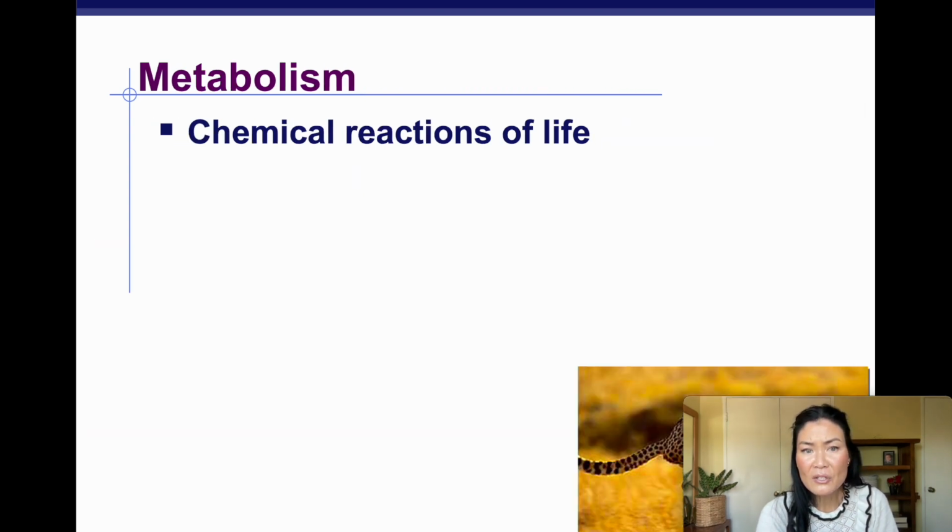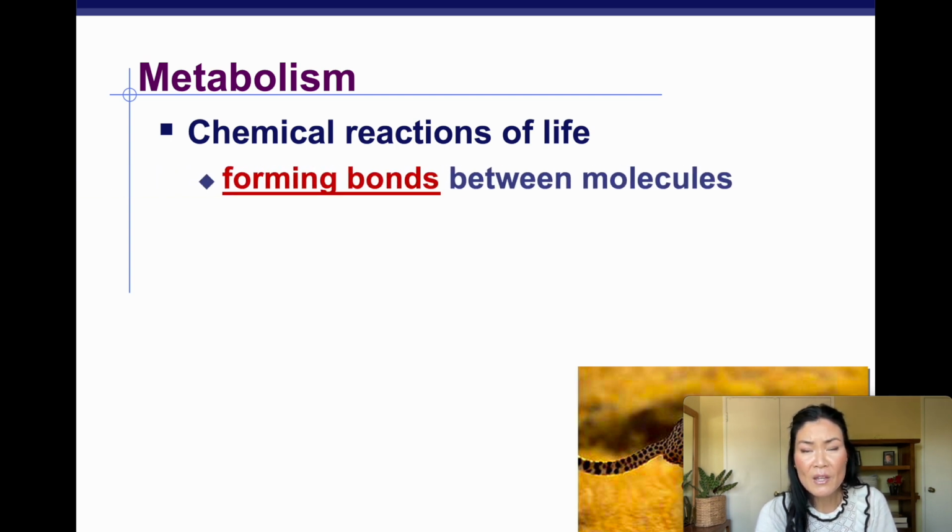There's basically two different kinds of chemical reactions of life. There's two different kinds of chemical reactions that are happening right now in your cells. The first type of chemical reaction is where you are forming bonds. You're forming bonds between molecules. You're building macromolecules.